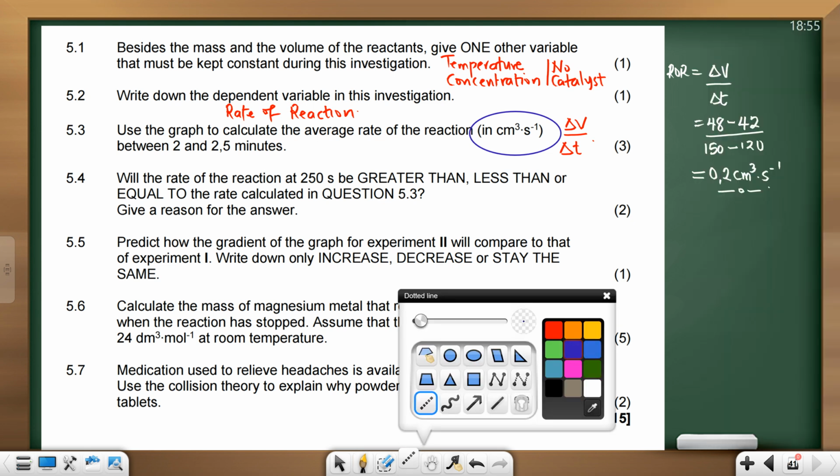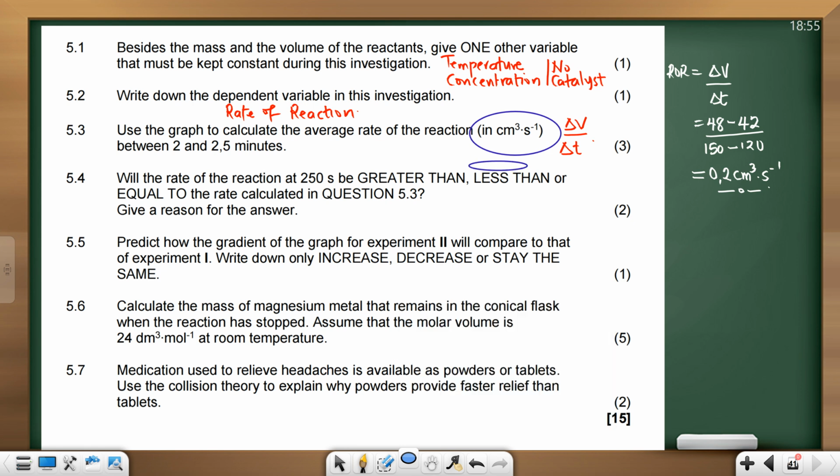Okay, so what's our answer? Less than. And I think I've already answered by explaining. There's no need for me to write. Give a reason for your answer. Less particles are now available.